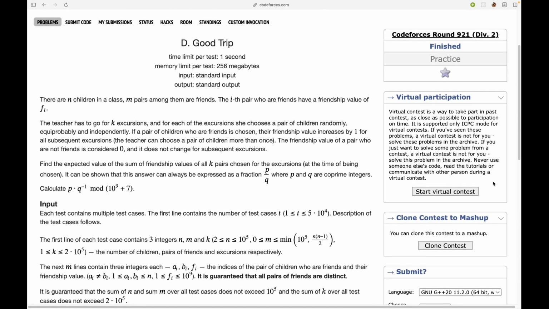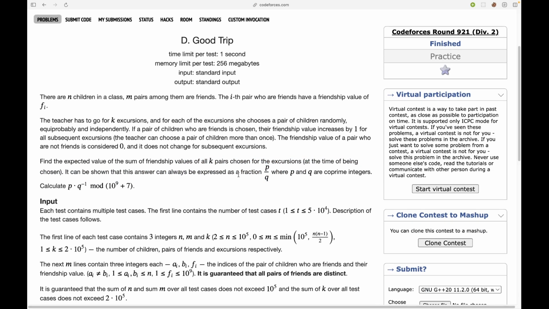Find the expected value of the sum of friendship values of the k pairs chosen for the excursions, and then we have to print the fraction p by q as p times q inverse mod this number.